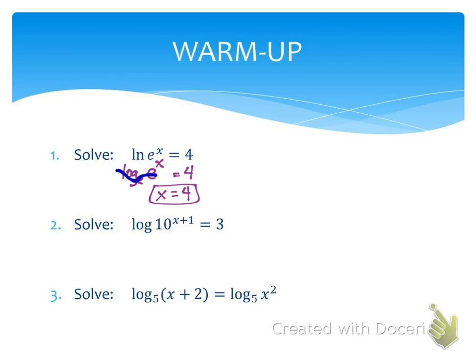Common log of 10 to the x plus 1 power. Well, we assume common log is base 10 every single time. If we do not see a base, we write in base 10. Log base 10 and 10 undo each other. x plus 1 is 3. Therefore, x is 2.